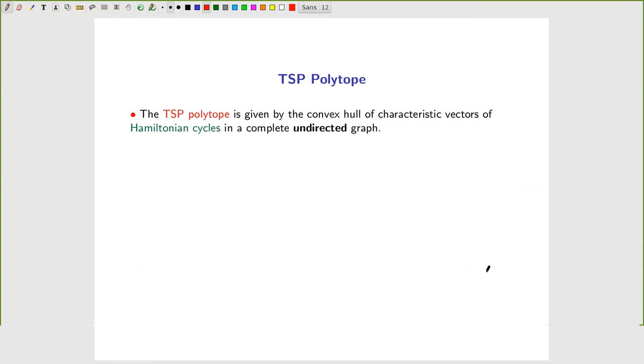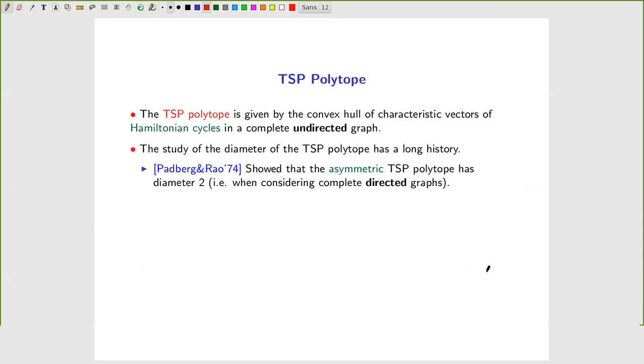The study of the diameter, here we talk about the combinatorial diameter, for the TSP polytope has a long history. In particular, already in '74, Padberg and Rao showed that the asymmetric TSP polytope, so the one that you have when you consider a directed graph, has diameter 2. So the diameter is pretty small.